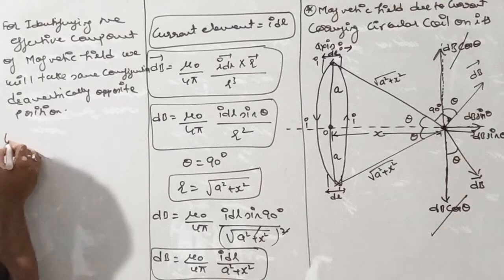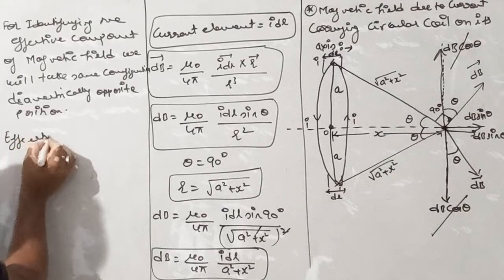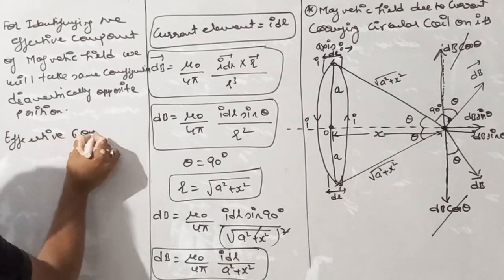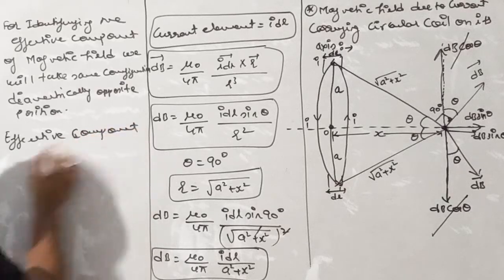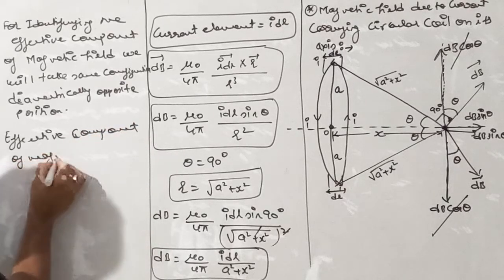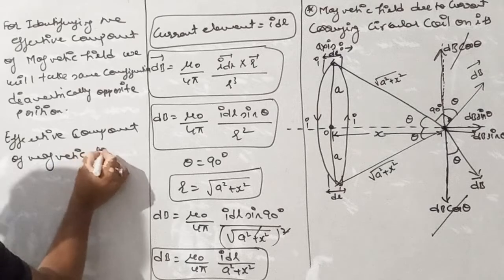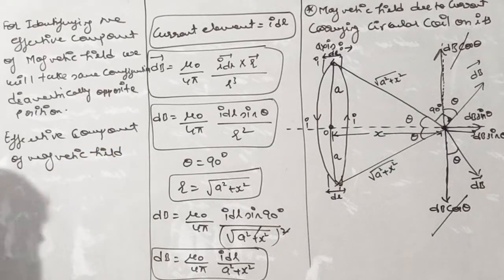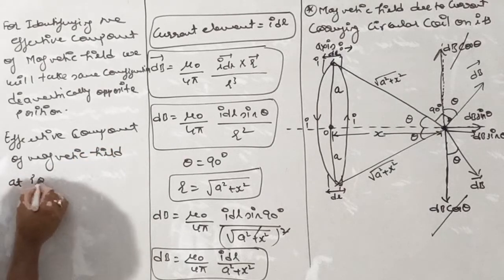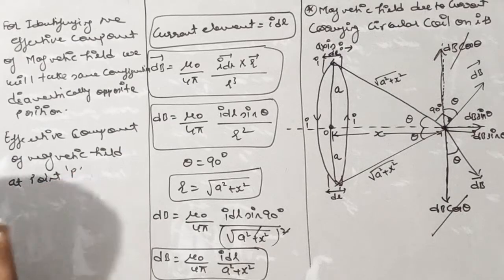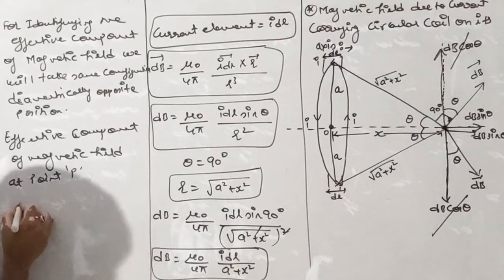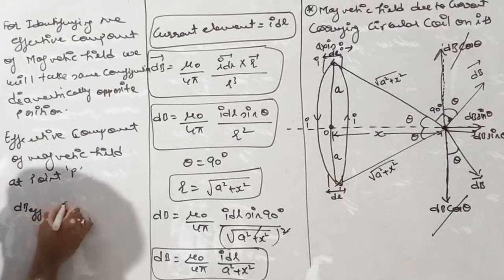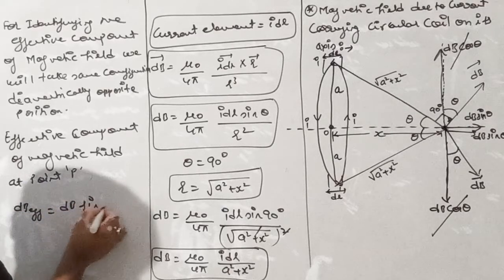So the effective component of the magnetic field at point P must be dB effective equals dB sin theta.